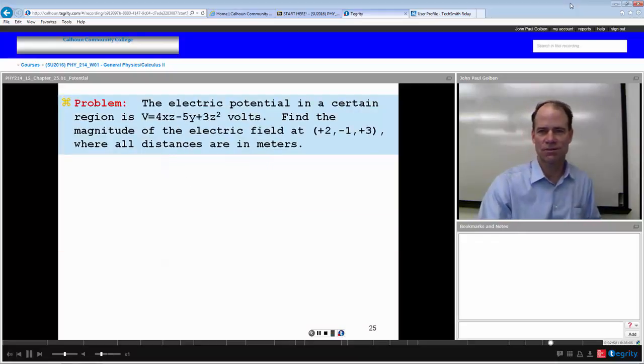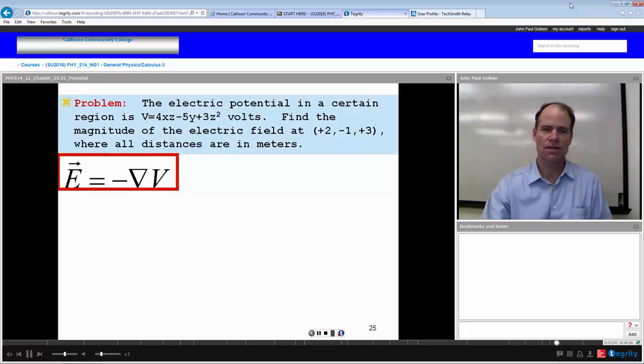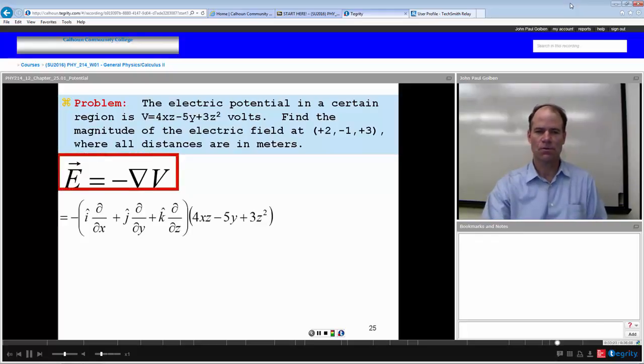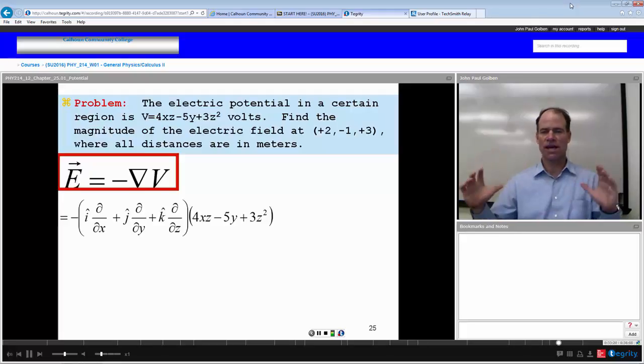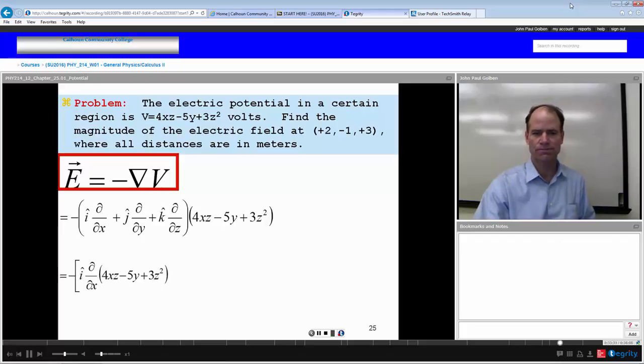Let's try this out. The electric potential in a certain region is V equal to 4xz minus 5y plus 3z squared volts. Find the magnitude of the electric field at x equal 2, y equal negative 1, z equal 3, where all the distances are in meters. Well, we're going to take the negative gradient of the potential, which would be a negative i, j, k partial derivative x, y, z of this scalar potential that we have, 4xz minus 5y plus 3z squared.